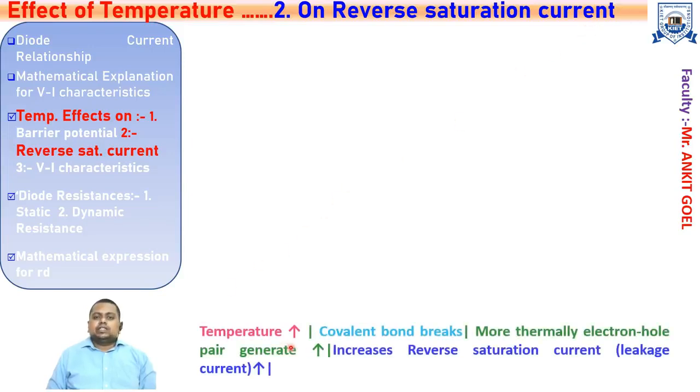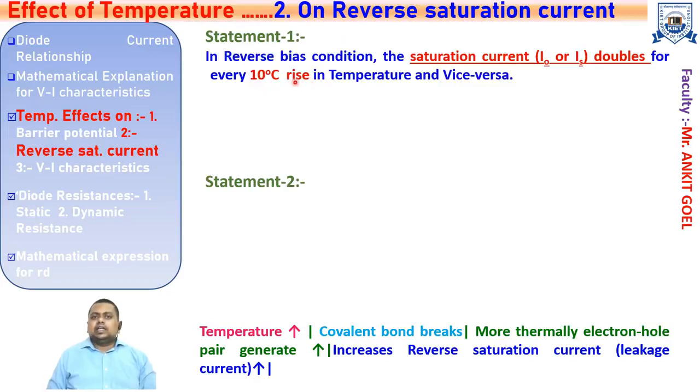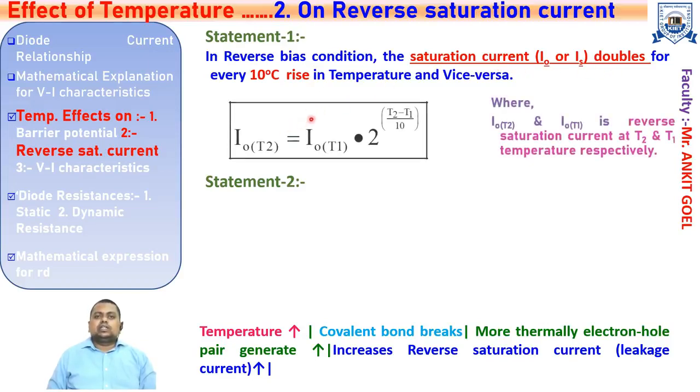Let's discuss the effect of temperature on reverse saturation current. As soon as the temperature is increased, the covalent bonds break and generate more electron hole pairs. This increase in electron hole pairs due to the increase in temperature will contribute more to the reverse saturation current. Hence, we conclude that as soon as the temperature is increased, the reverse saturation current increases. These two statements relate the reverse saturation current with the temperature. The first statement says that for every 10 degree rise in temperature, the saturation current will be doubled. So this is the expression from which it is derived.